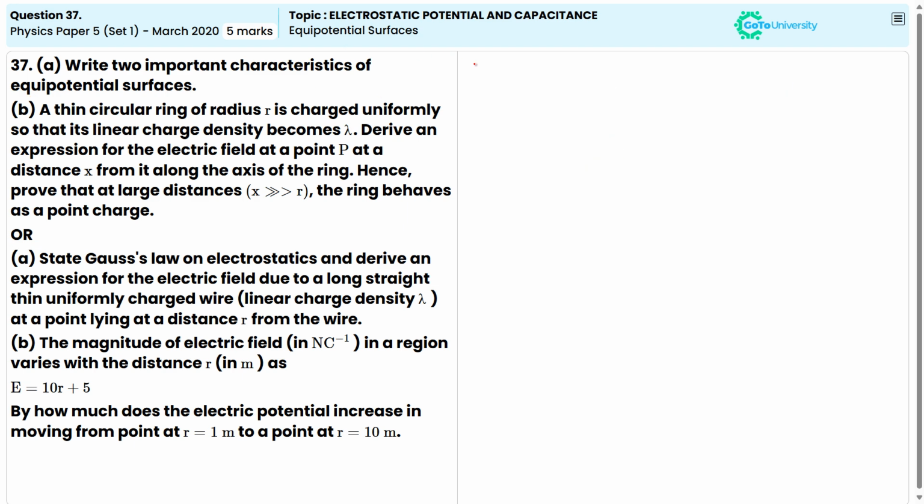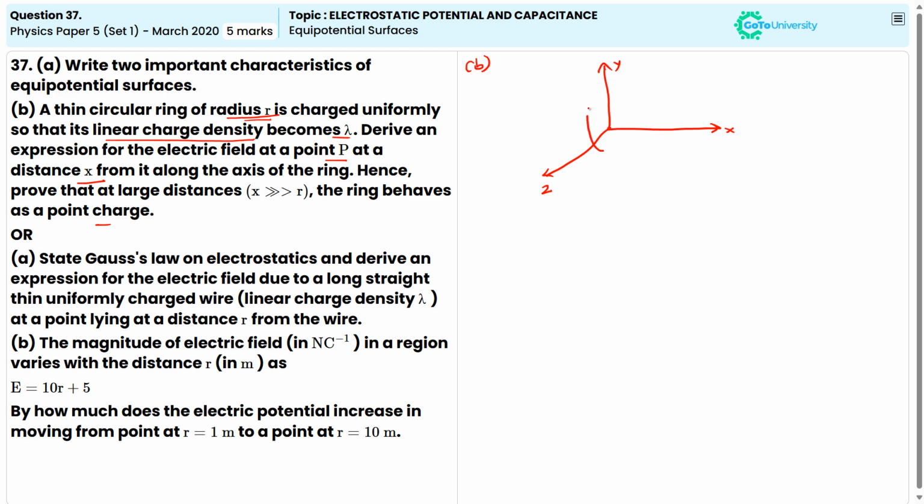Now let us discuss question B. Here the question is: a thin circular ring of radius r is charged uniformly so that its linear charge density becomes lambda. They are asking us to derive an expression for the electric field at point P at a distance x from it along the x-axis of the ring. And they are asking us to prove that at large distance x greater than r, the ring behaves as a point charge. Let us take the x-axis, y-axis and z-axis.